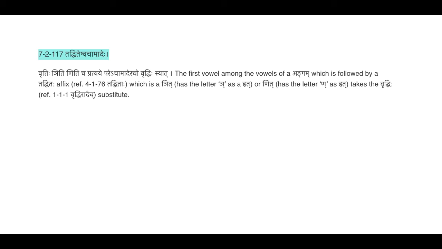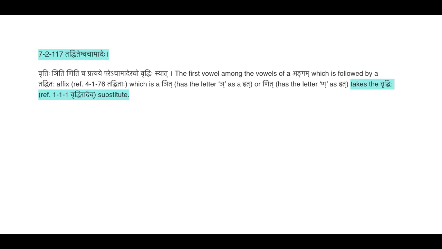Taditeshvachamādeh tells us that the first vowel among the vowels of an angam, which is followed by a tadita affix that is either a jnit, meaning it has the letter ñ as an it, or a nit, meaning it has the letter ṇ as an it, takes the vriddhi substitution.